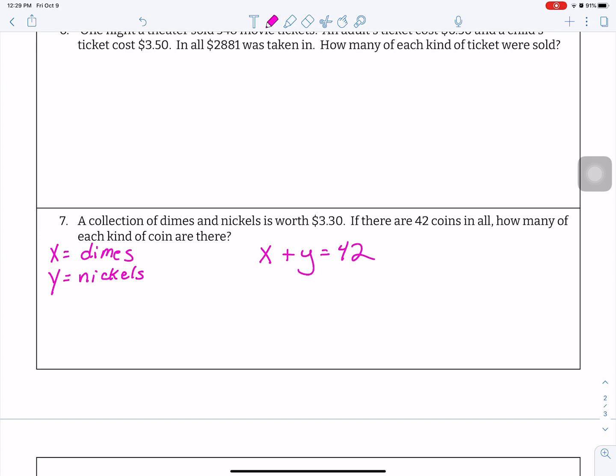Our money, this is the one where people, for whatever reason, struggle with because it's not listed in there. But I know how much a dime is worth. A dime is worth 10 cents. So I'm going to put 0.1X. If you were to put this as 10 cents, then you need to change all the rest of your money into pennies. So instead of $3.30, I need to use 330. The 42 coins is still the same, but just know that you have to be careful with how you're doing this. Nickels would be 0.05Y. They are 5 cents each.